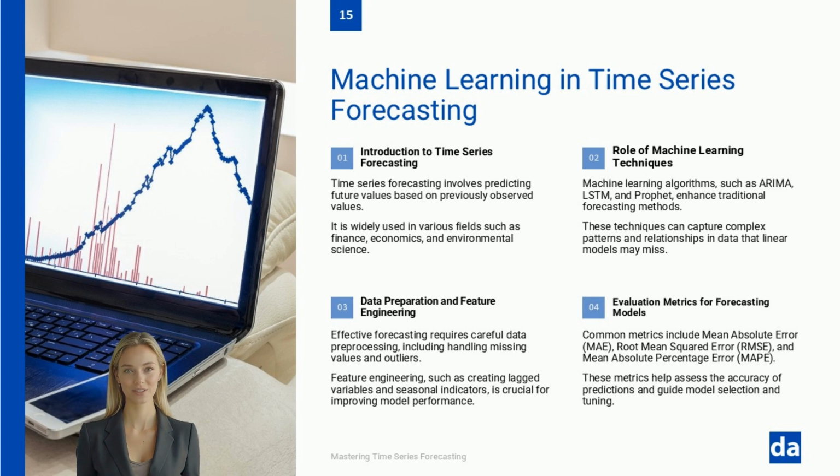Moving on to data preparation and feature engineering, it's important to note that effective forecasting hinges on careful data pre-processing. This includes addressing missing values and outliers. Additionally, feature engineering plays a vital role. Creating lagged variables and seasonal indicators can greatly improve the performance of our forecasting models.